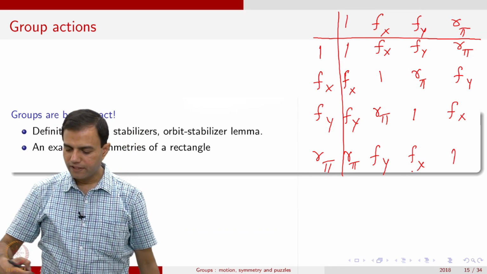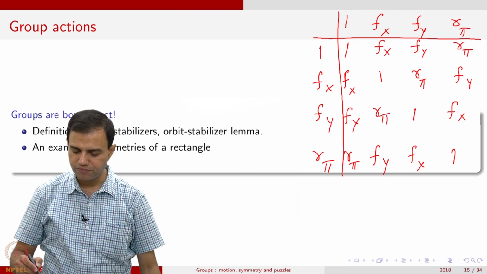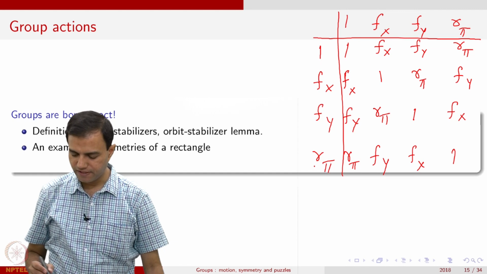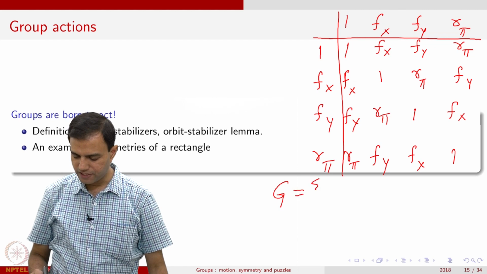So let's look at it carefully. What do I have? I have 4 objects. I have a set. Let me call this set G. This set has 4 objects, 4 elements.